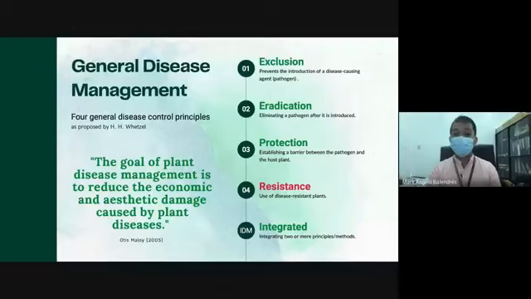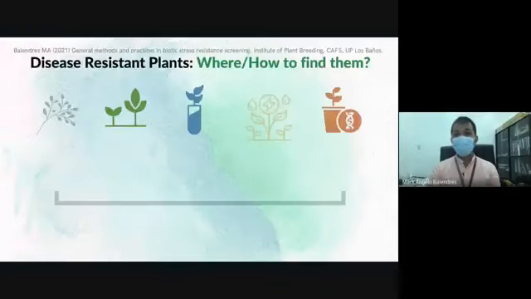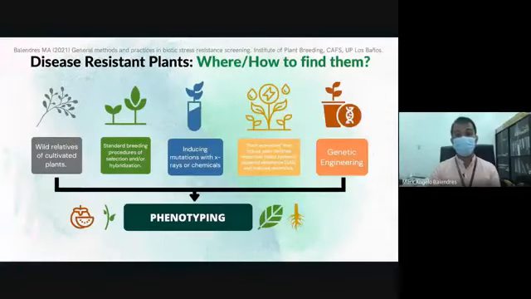Now, I'm highlighting resistance here because for the purpose of this class, we'll be looking at how we deal with diseases in terms of resistance, and we would be looking at different methods of selecting for these resistant plants. But the question is, where do we find, or how do we find these resistant plants? So there are five major, I wouldn't say categories, but five major methods or sources of your resistance.